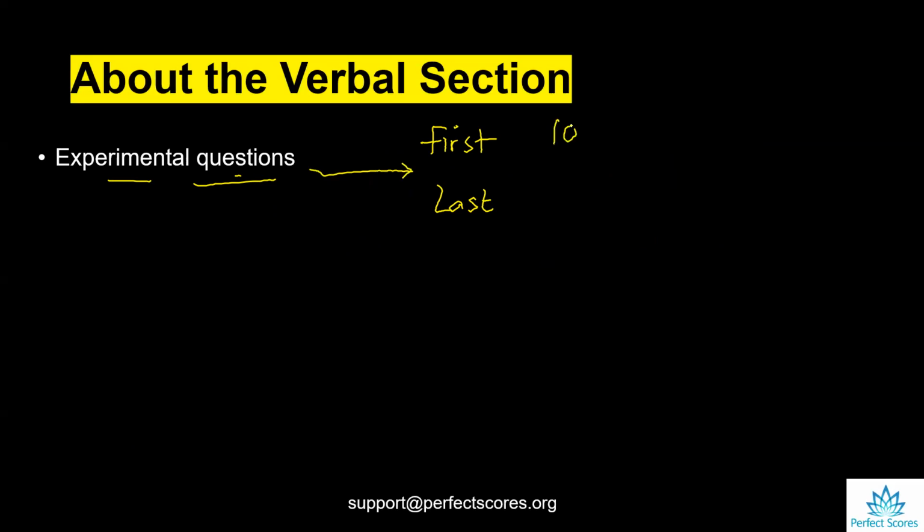So apart from the first 10 questions and the last 7 questions, the remaining questions in the middle are going to have more of these experimental questions. But you can have 1 or 2 experimental questions in the first few or the last few questions as well. And again, these experimental questions are such that you will not be able to identify which question is an experimental question. You still have to attempt it as if it is scored, but these are not actually scored.